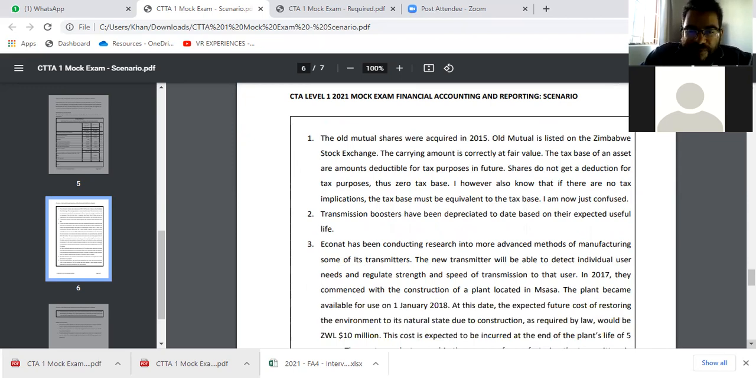Transmission boosters have been depreciated to date based on the expected useful life. We will have to have a look. There's probably information regarding transmission boosters above, so we'll have to look at that. And then also look at what the SARS treatment, or the income tax treatment, is for transmission boosters.